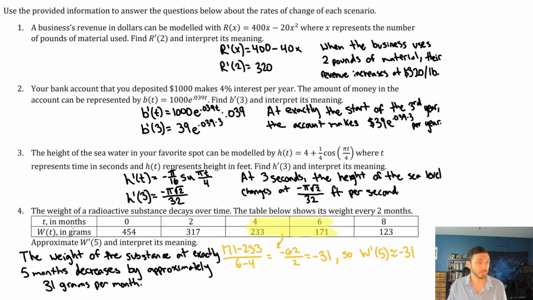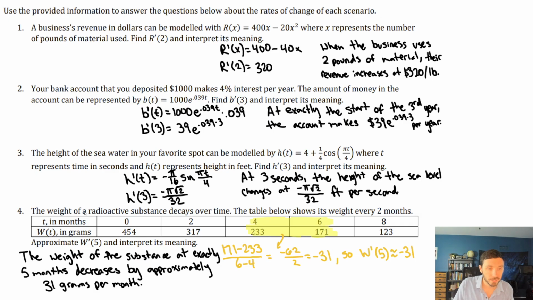So let's go ahead and look at this table. The weight of a radioactive substance decays over time. The table shows the weight every 2 months. So who knows? Maybe you are a scientist recording this element. I would imagine you would probably have a continuous understanding of this decay over time. But for whatever reason, you just have access to these snippets every 2 months.